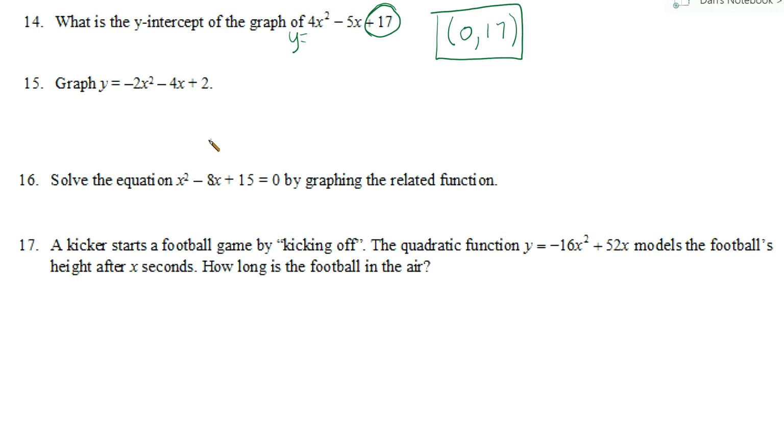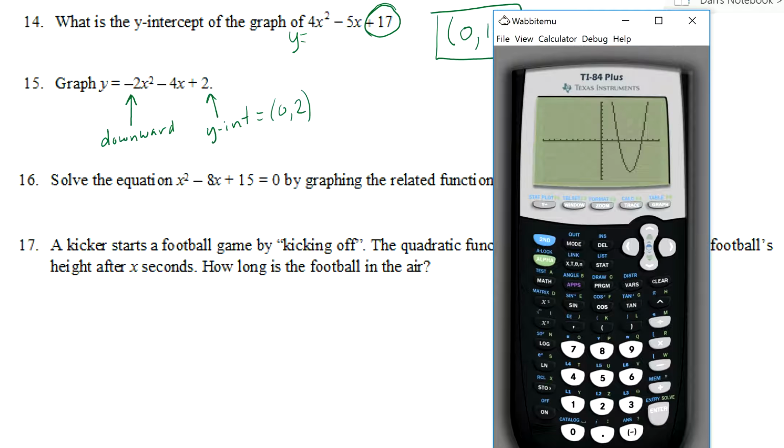Graph this. Okay, so again, they're going to have multiple choice graphs. One thing I do know just by looking at it is it's going to be upside down, so it opens downward. I also know the y-intercept equals (0, 2). I could even find the vertex by using these, but I can use a calculator, so I might as well do that.